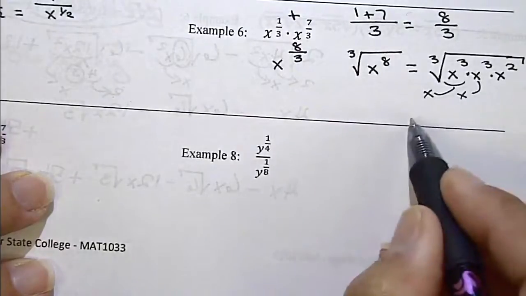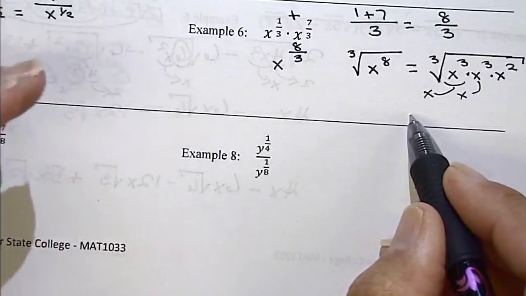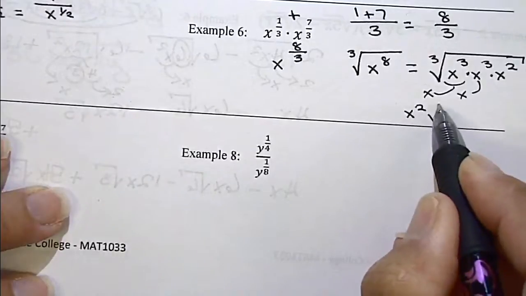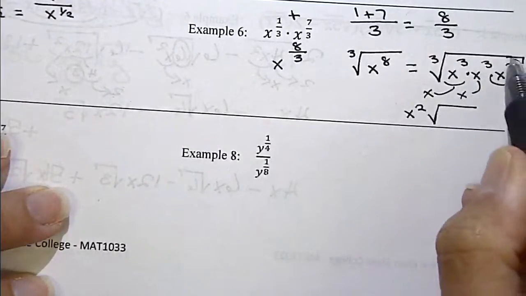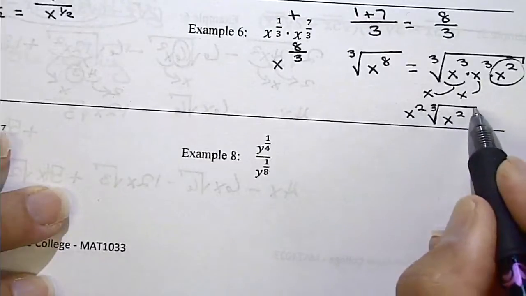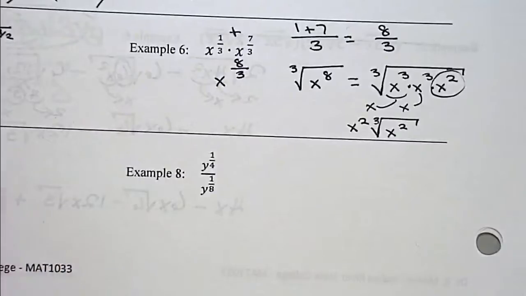And when I say x times x, I'm not adding now, I'm multiplying, right? What I've got is x squared times the cube root of whatever was left over. What's left over? Don't forget the index there, the cube root of x squared. That's as simple as it can get.